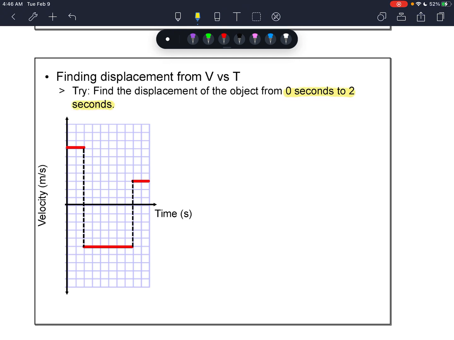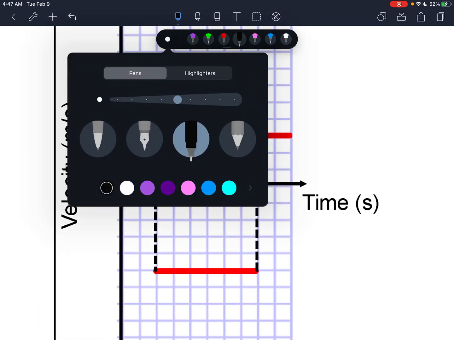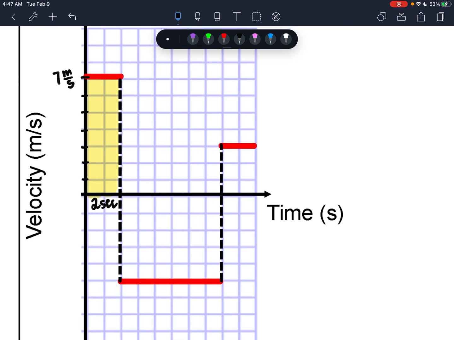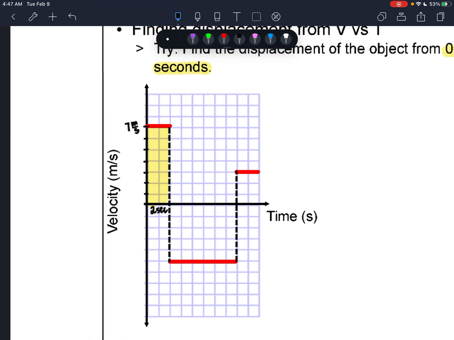So hopefully, to find the displacement from 0 to 2 seconds, you started by finding the area from 0 to 2 seconds. So first things first, for this little block or rectangle, I'm going to figure out what is my base. And my base is 2 seconds. And my height is 1, 2, 3, 4, 5, 6, 7 meters per second tall. So to find my area, oops, that was ugly. I'll fix it. Try again.